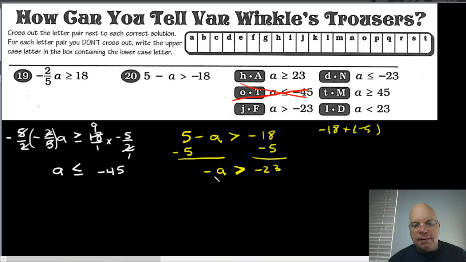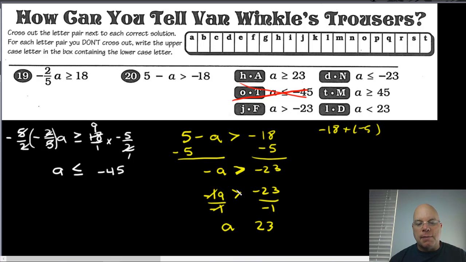Okay, negative a is negative 1a. And so we need to divide by negative 1 on both sides of this inequality. Because negative 1 divided by negative 1 is 1, and so we get a on this side, which is what we want. And negative 23 divided by negative 1 is just 23, because negative divided by negative is positive.